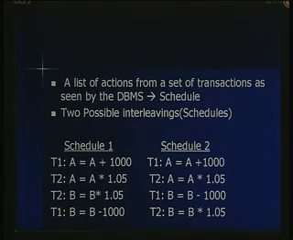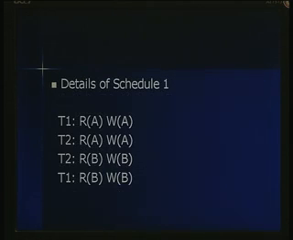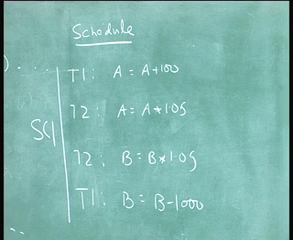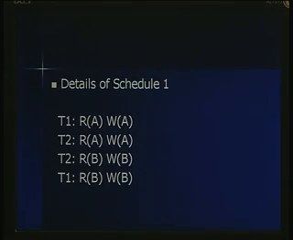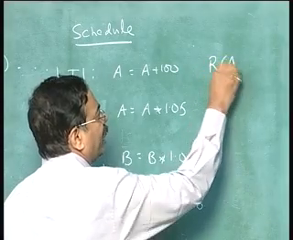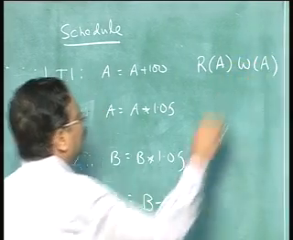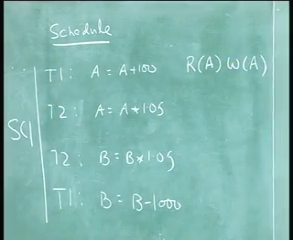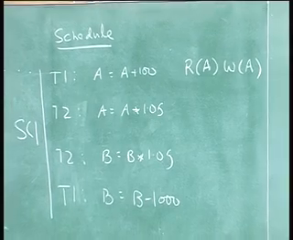Now, when we actually have these schedules, one of the important criteria for these schedules to be valid is to see that they produce proper, consistent results at the end of the execution. This schedule 1 can be seen, as shown in the slide, as reads and writes on the various data items. T1 is reading A and then writing A.